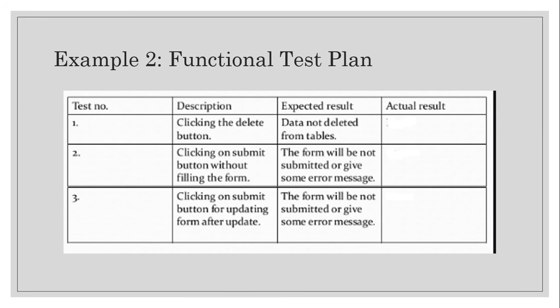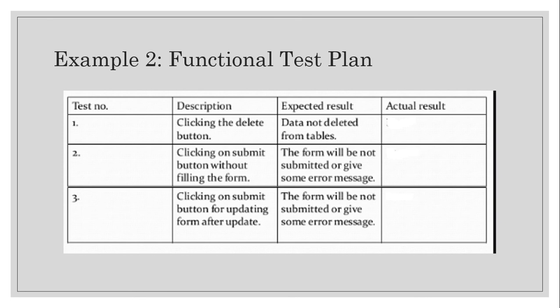Okay. This is another example of a functional test plan. Clicking the delete button, data not deleted from tables, supposedly. Maybe just deleted from the interface, for this case. So for the actual result, you need to test it when your system is complete. You need to test it when you click the delete button, and make sure the data is not deleted from the table. So you need to write down what the actual result is.